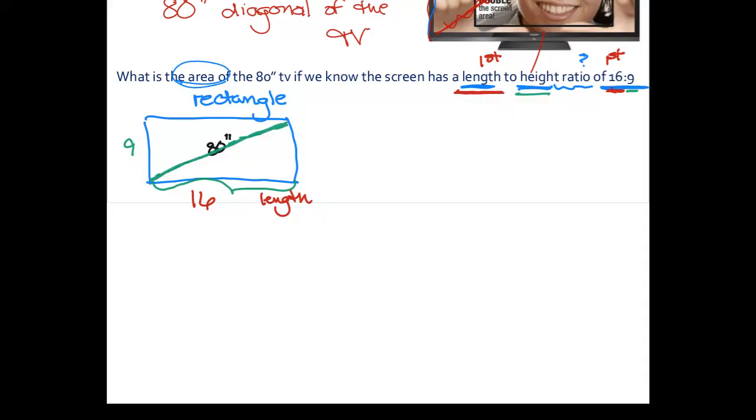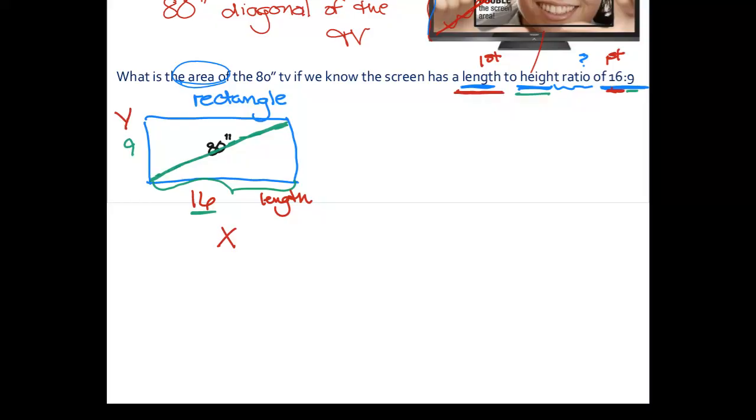That's a good question, isn't it? Should I call this whole length here x? Or do I need to tie it in with this 16? And if this is x, what would I call the other height side? Okay, well, if we do that, I have x and y. And I have this diagonal of 80 inches.